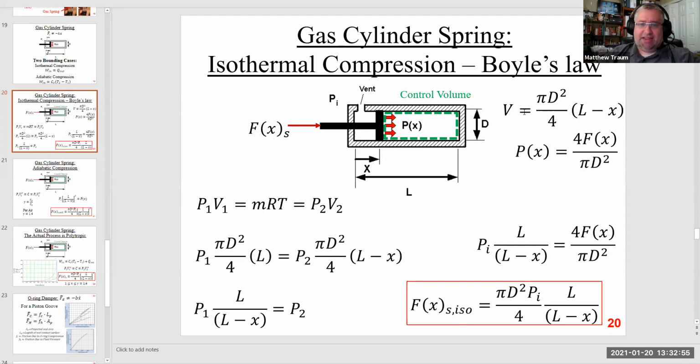And so you can see as X gets bigger, L minus X gets smaller, the gas is getting compressed and its volume is going down. And so that cross-sectional area of the piston multiplied by that length of the gas getting compressed is the volume of the gas. The pressure that the gas exerts is just the force divided by an area, right? So the area is the area of the piston, pi d squared over 4, and then the force is here. That's what I'm actually trying to solve for.